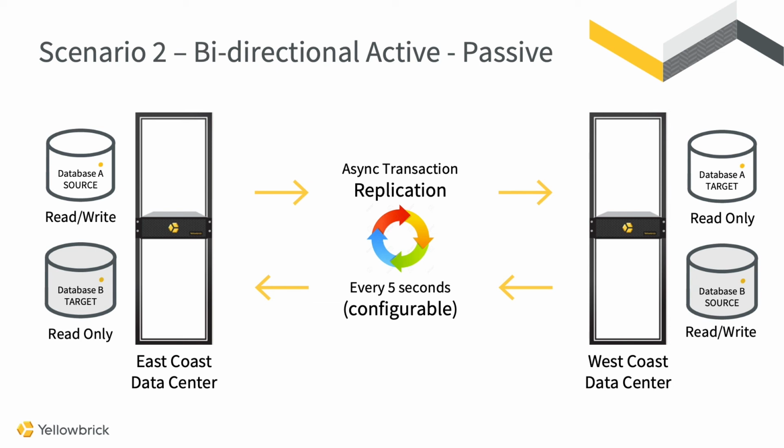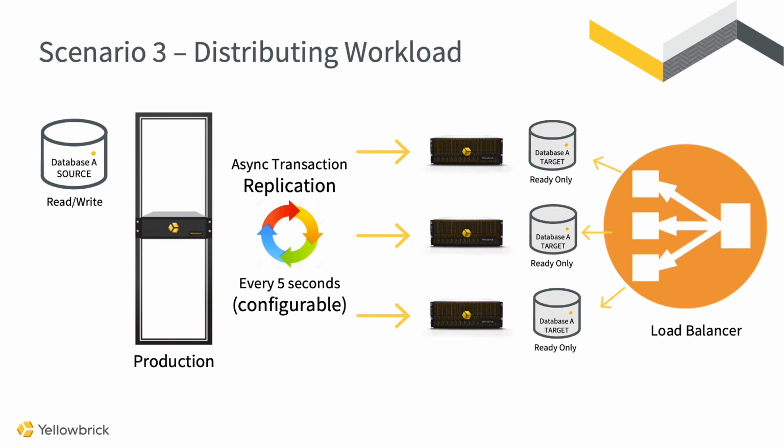And then we'd have database B where that data is being created on the West Coast, and it's going to be replicated back to the East Coast. And so here, both sets of data are protected, and in the event of one going down, all your data is able to be accessed. And let's go through this third scenario.